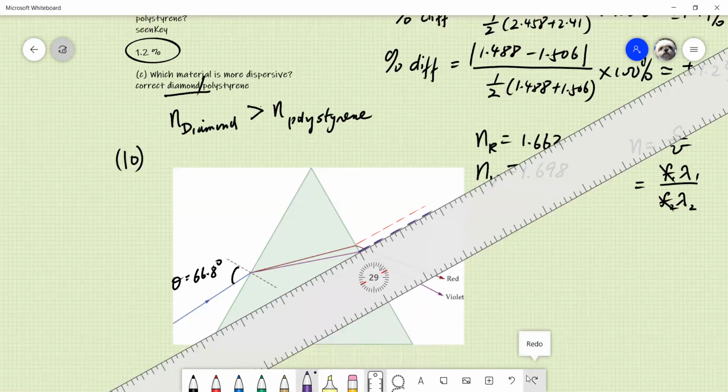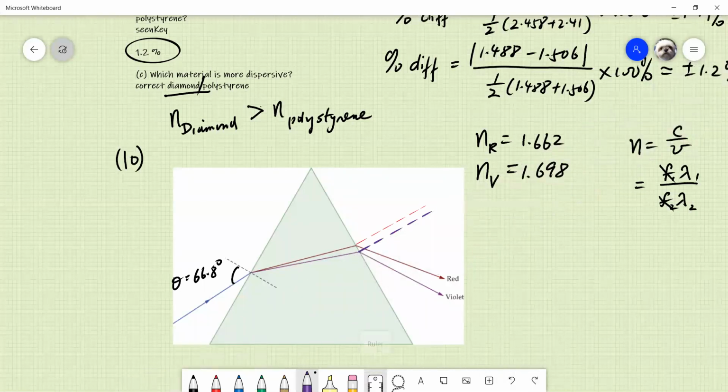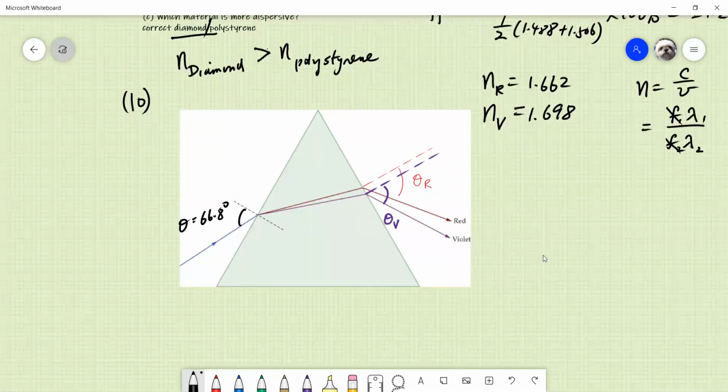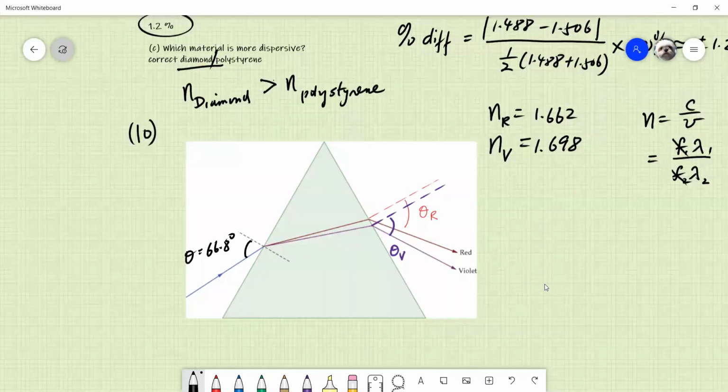Okay, now I'm gonna draw two normals here, basically. What I'm asking you, the first one, I want to find this angle for the red. Let me call it theta r. And then I'm gonna find the other angle, for the violet. Now how are we gonna do that? So this one is one substitution. Now I need to find this angle here.